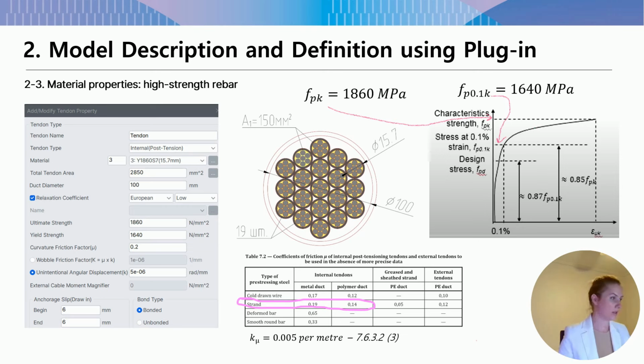Ultimate strength and yield strength also go there, but you can also take them from Eurocode, as I remember, application K.